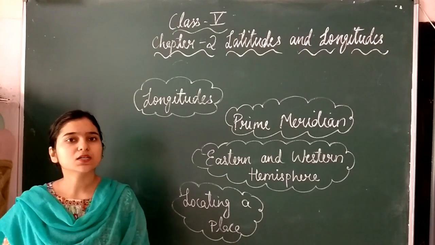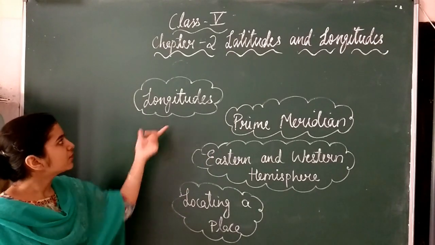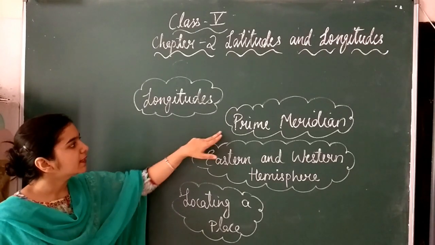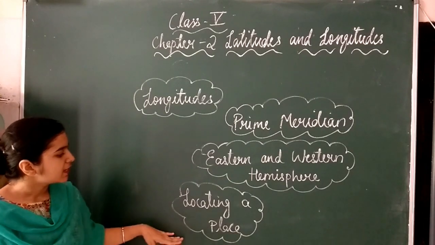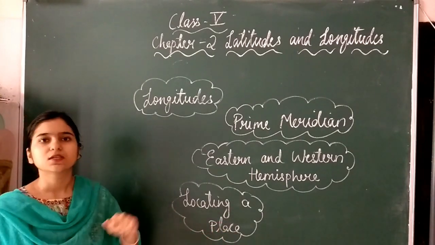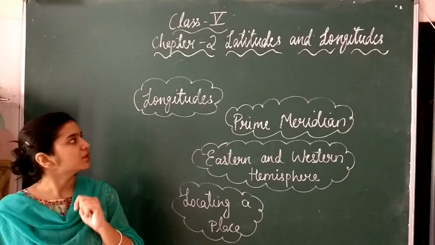So in today's class we will discuss these four topics. First one, longitudes. Second is prime meridian, then eastern and western hemisphere, and lastly locating a place. So in today's class we will discuss all these four topics.